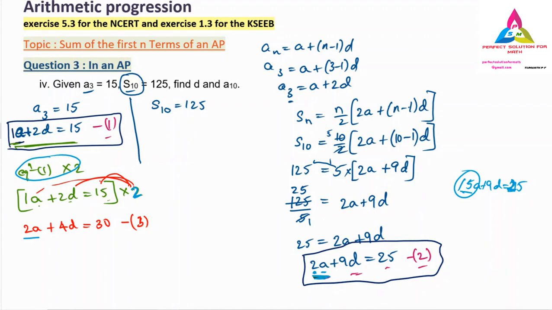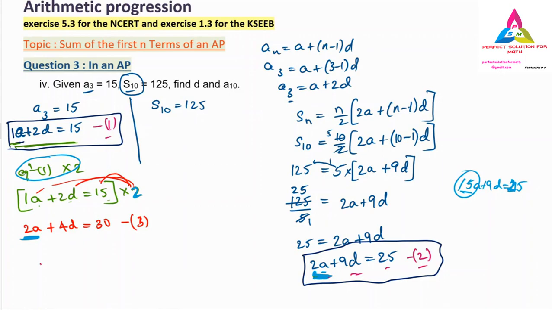Why do we have to multiply? To make it clear, the first term of equation 2 and the first term of the other equation must be the same, that is 2a. Here also we must have 2a only. Understood? So the next step will be similar to the exercise 5.2 we have done. Now you don't have any difficulty. So what do we have to do?